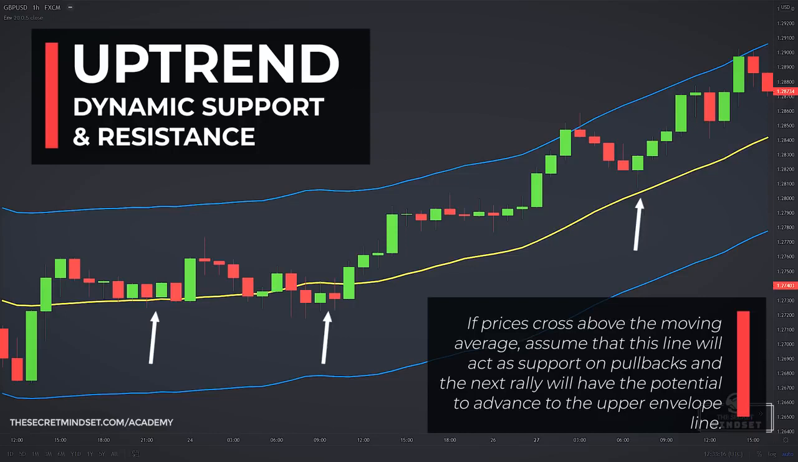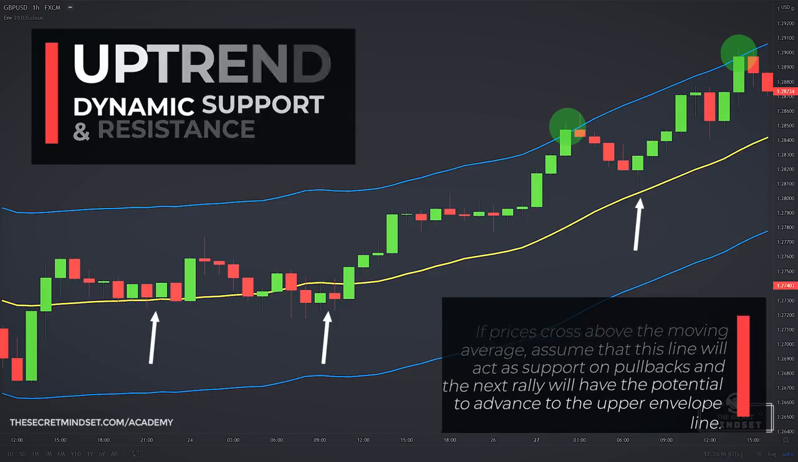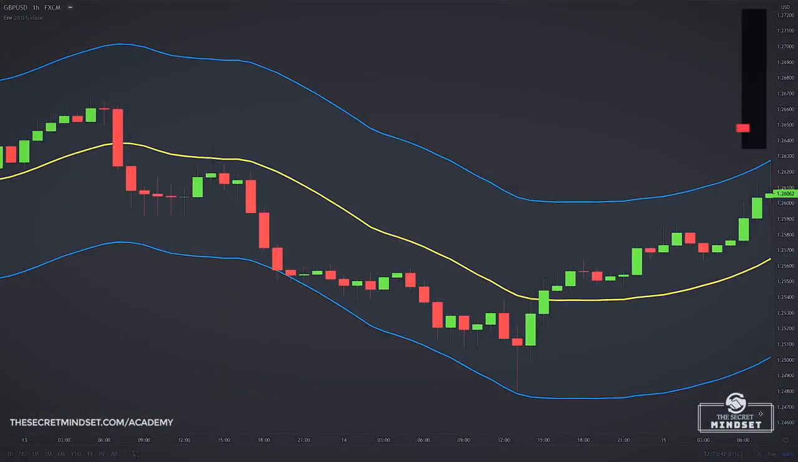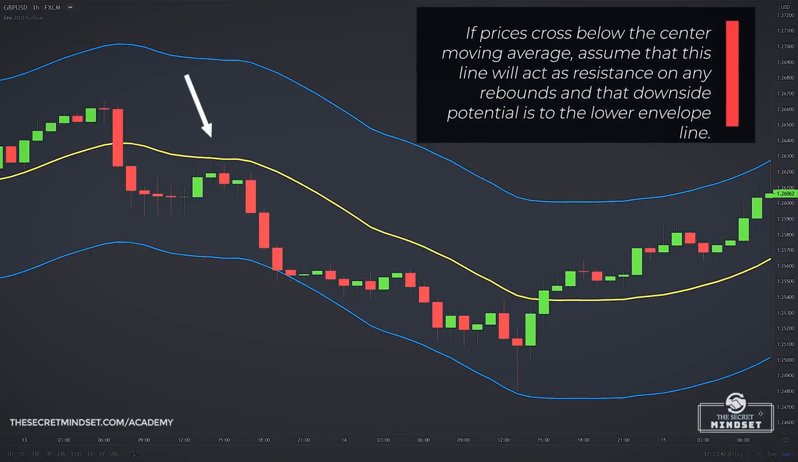If the price is in an uptrend, the upper envelope line may act as a dynamic line of resistance. The rally tops will hug the upper envelope line, but prices will tend to keep going up, so in an uptrend, the upper envelope is a great take profit zone. If prices cross below the center moving average, assume that this line will act as resistance on any rebounds, and that downside potential is to the lower envelope line. If the trend is down, the lower envelope may act as a falling dynamic support line. The lower envelope is a potential take profit zone.